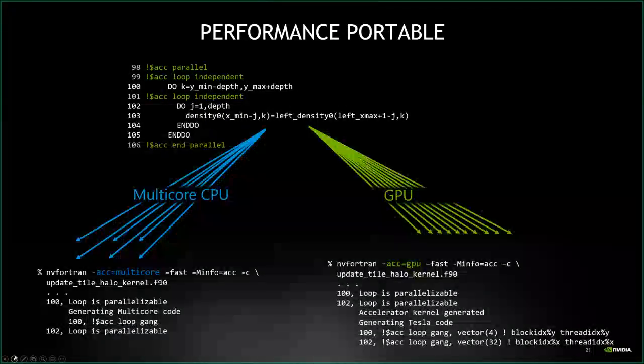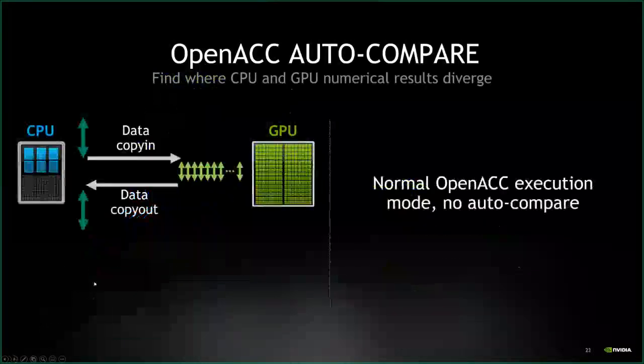One of the features that I think is really interesting in OpenACC, which is not available anywhere else, as far as I'm aware, in any other programming model, is the ability to compare results between CPU and GPU. This is OpenACC auto compare. And we can see here a visual representation of how a normal OpenACC execution mode would work with no auto compare, right? You're running something on a CPU, you copy data into the GPU, it does some execution, and then you copy data back out, and you're working on the CPU again. So just the normal way of executing how you would do at runtime.